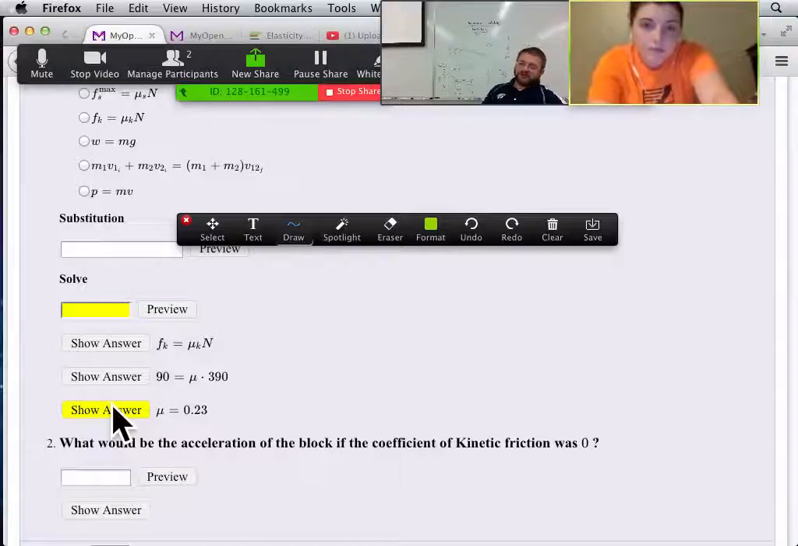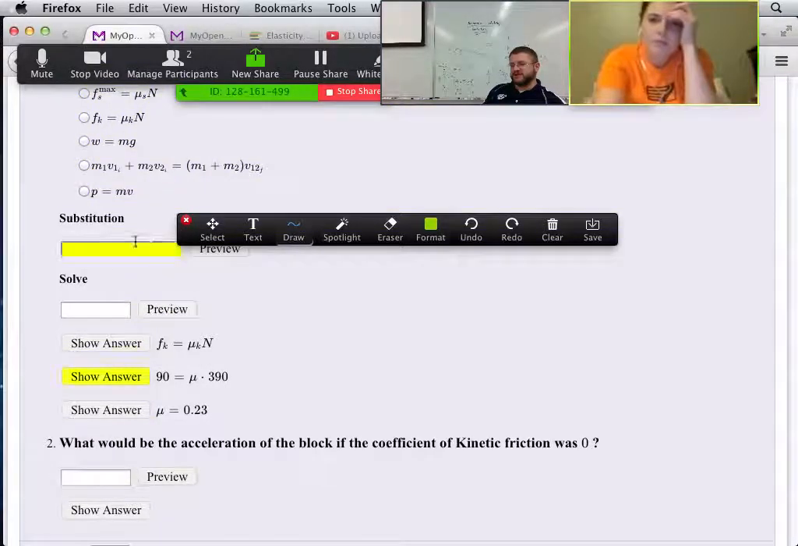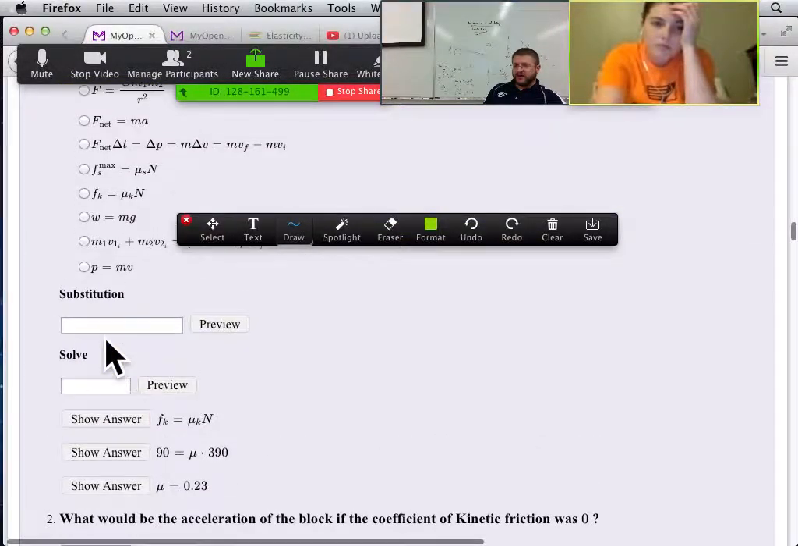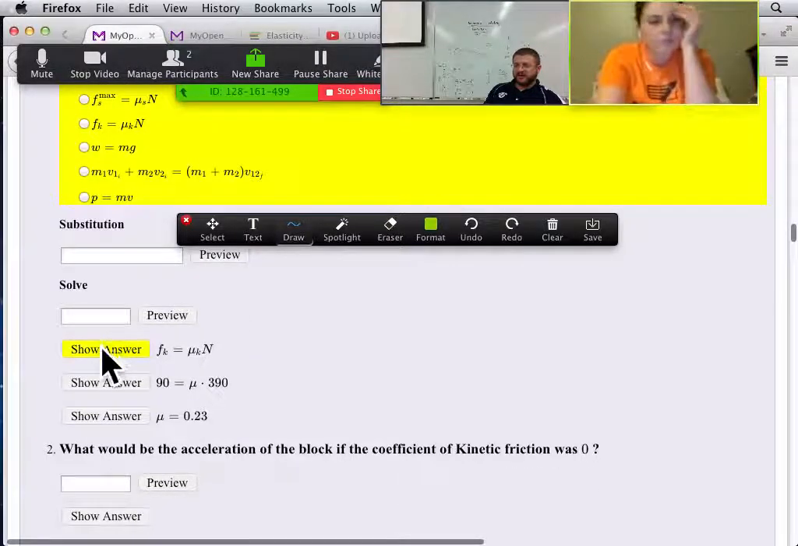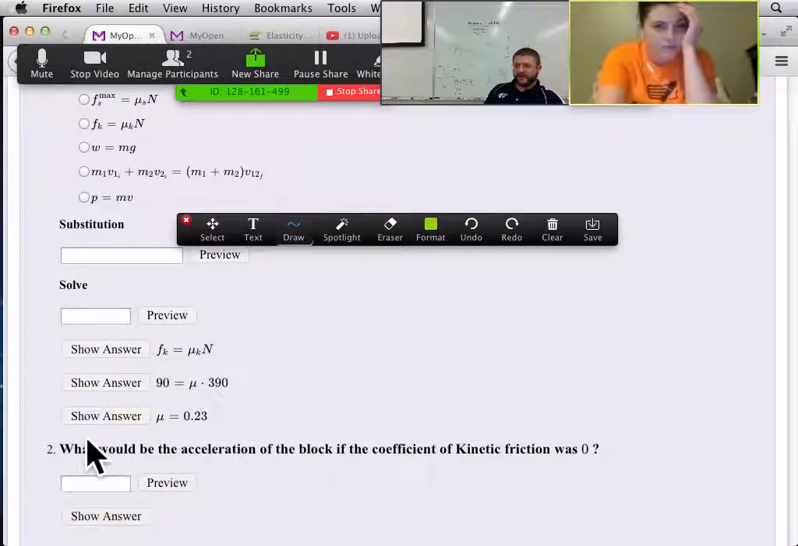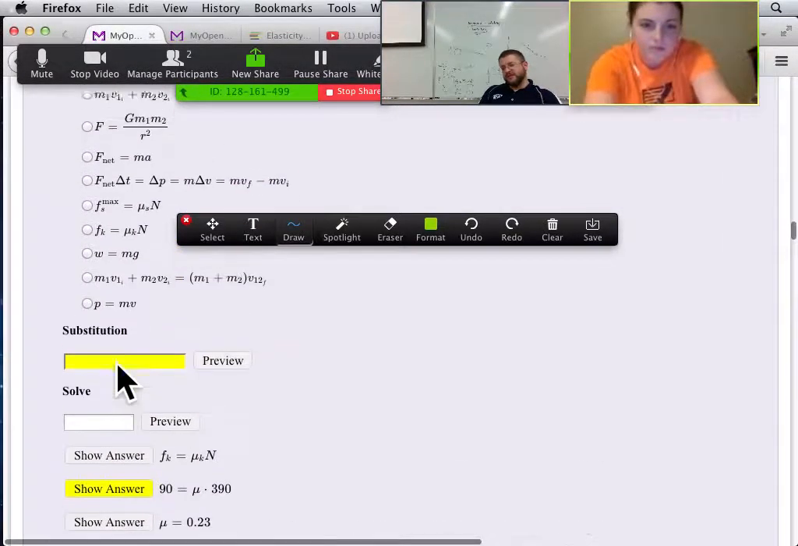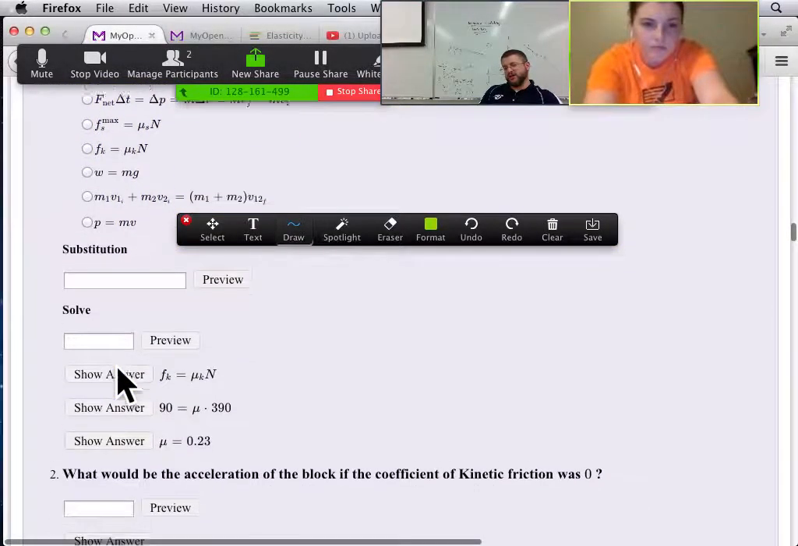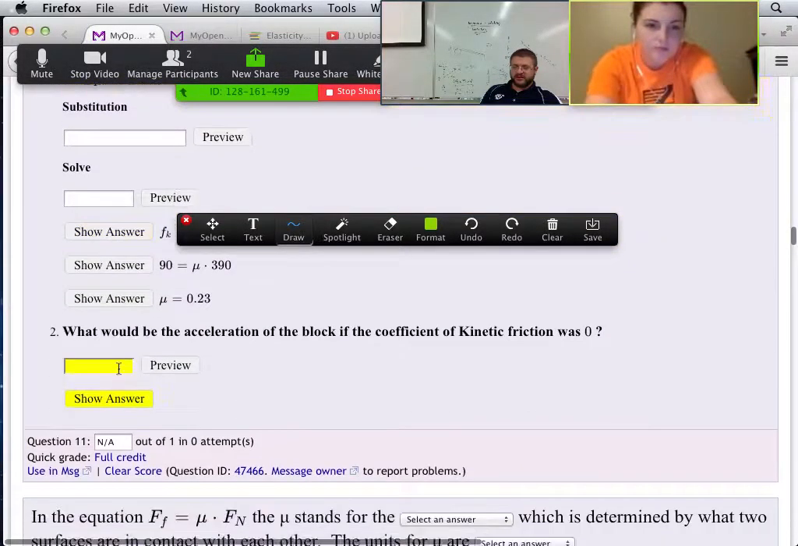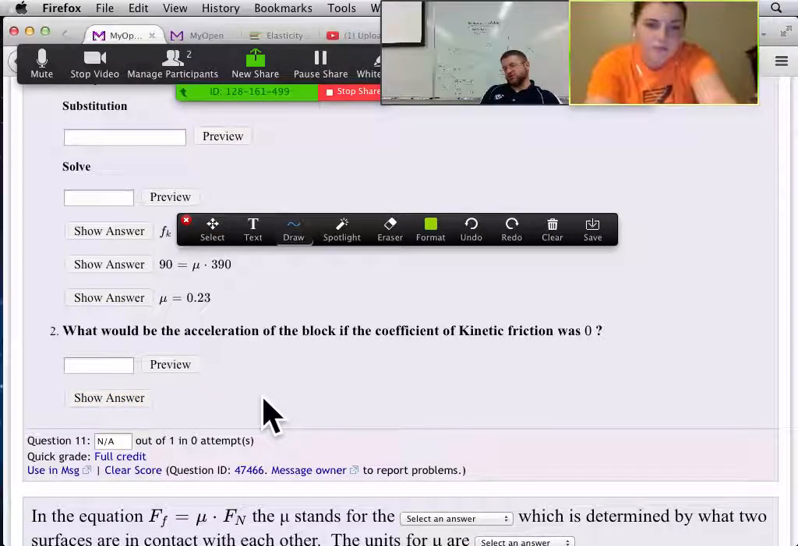And in this problem, when you put in the substitution and the solve box, just use mu. Don't try to say mu sub k, or F sub k, in the solve and the substitution boxes. Those ones are not going to have any subscripts in them. You're just going to put in the variable name, not the subscripts. Just so you know. Anything else on that problem you need help with?